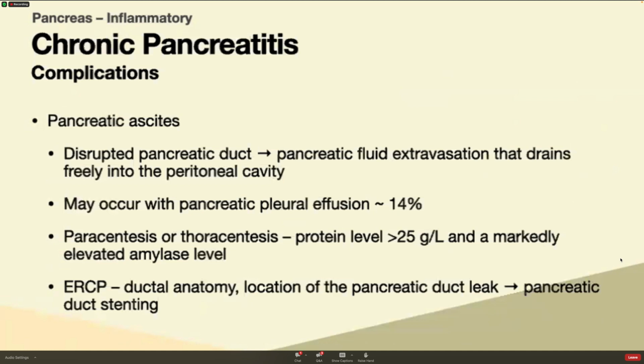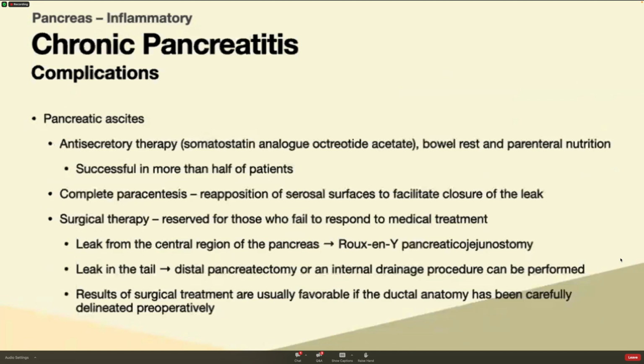Pancreatic ascites is another complication. This can be managed by somatostatin analogs, bowel rest, TPN, and complete paracentesis. For those who fail to respond to medical treatment, surgical therapy is an option, such as Roux-en-Y pancreatic jejunostomy, and if the leak is at the tail, distal pancreatectomy.